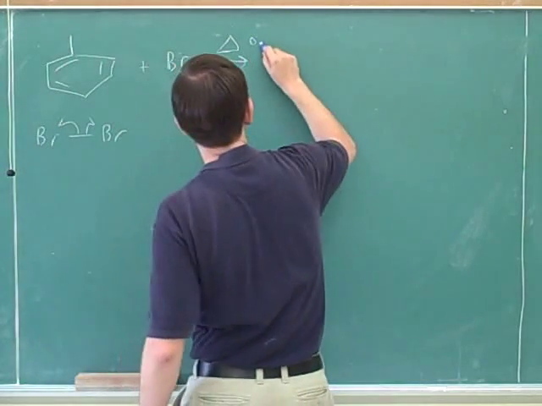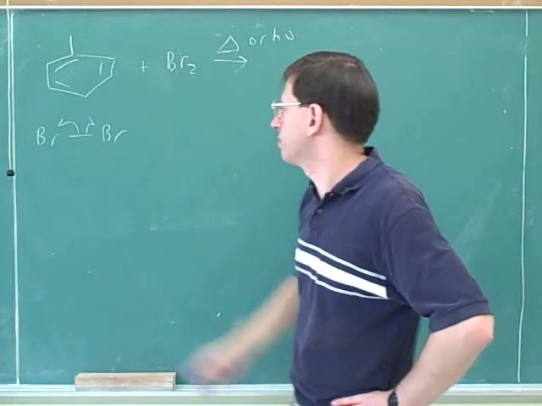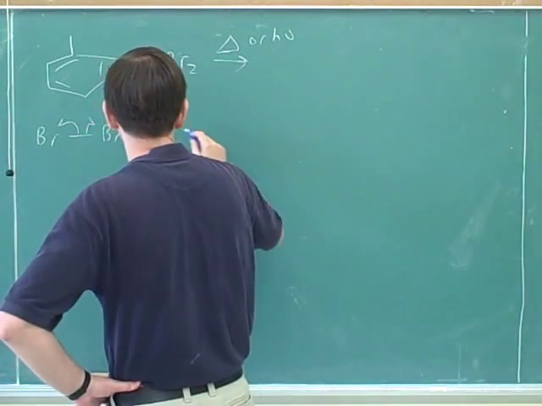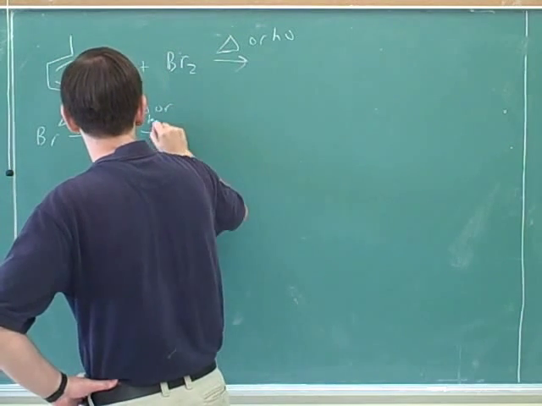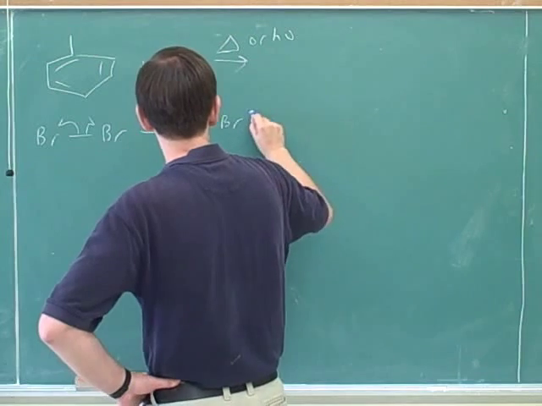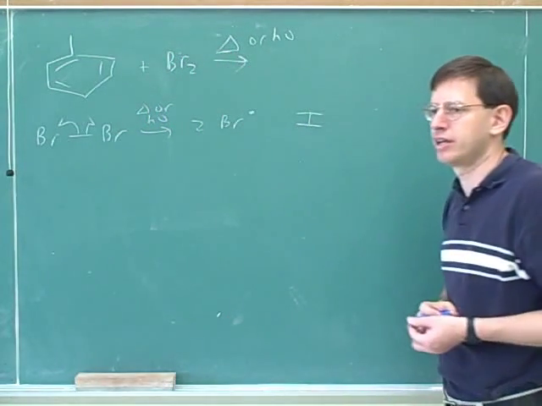And what step do we need the heat or the light for? We need it for this step. This is the hard step. This is what we call the initiation step. We know this is a symbol for light. That's our initiation step. What would happen then?